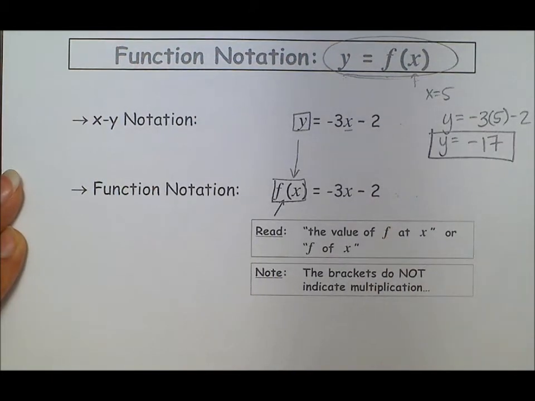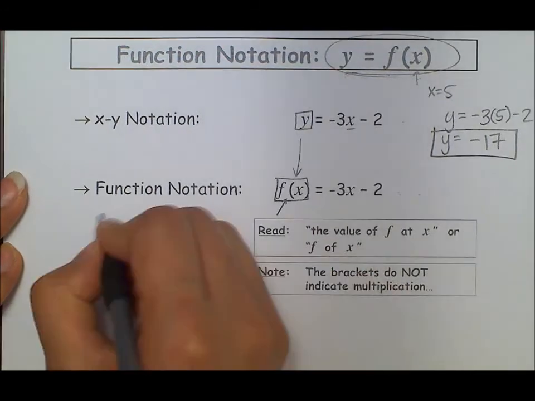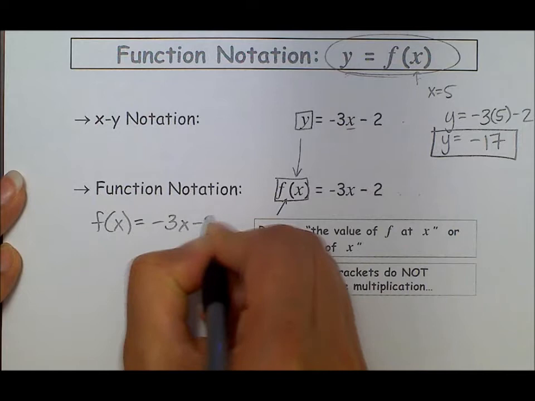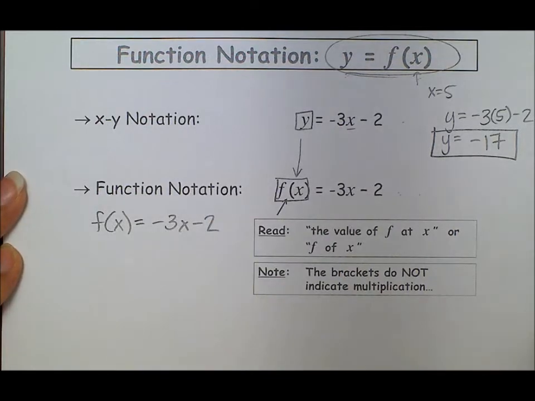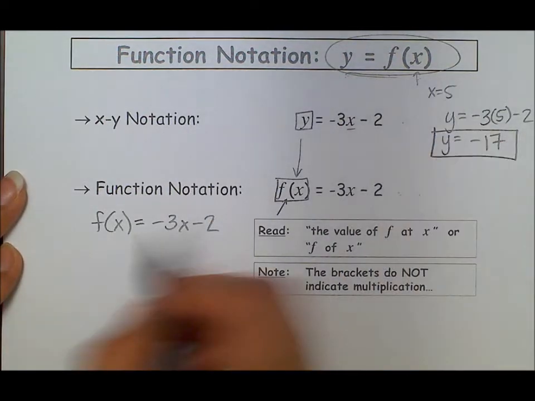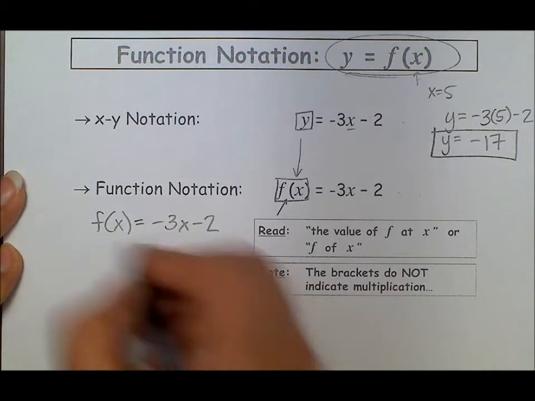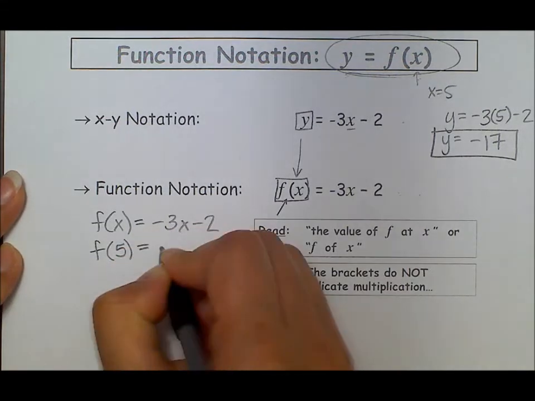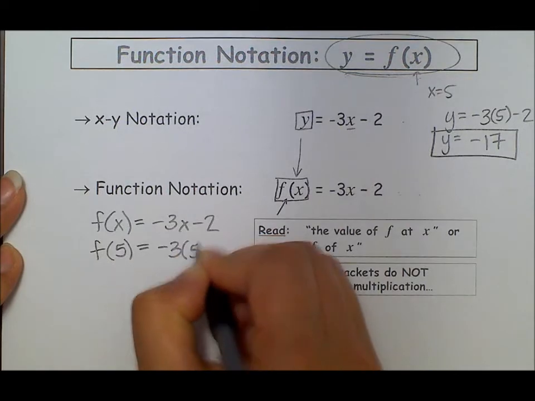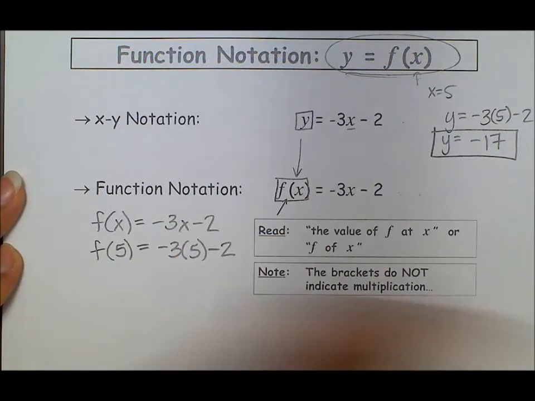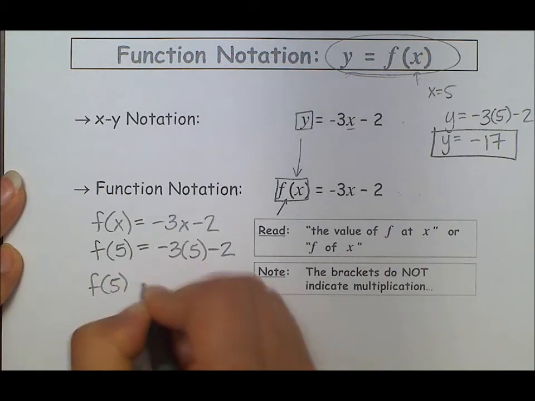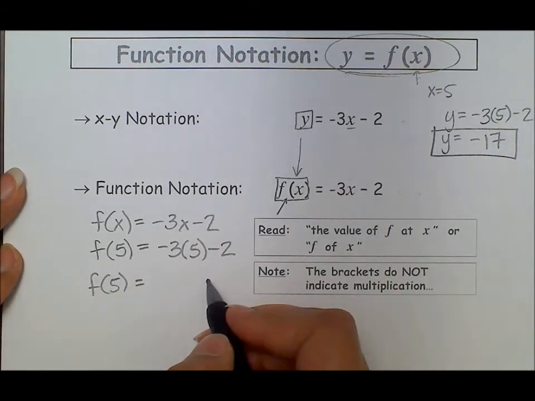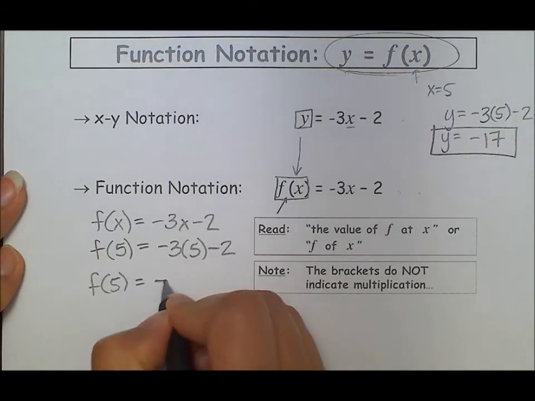Now I'm going to do the same thing here, and I'm going to use function notation. Okay, so this is in function notation. Same idea, I'm going to plug in X equal to 5. So wherever I see an X here, I'm going to replace it with 5. So that would mean f of 5 equals negative 3 times 5 minus 2. And so if I simplify this, I get f of 5 equals, if I look at the right-hand side, negative 3 times 5 is negative 15, minus 2 is, oh, look at that, negative 17 again.